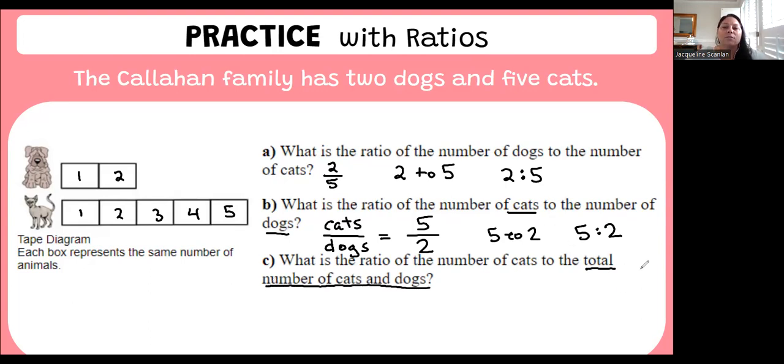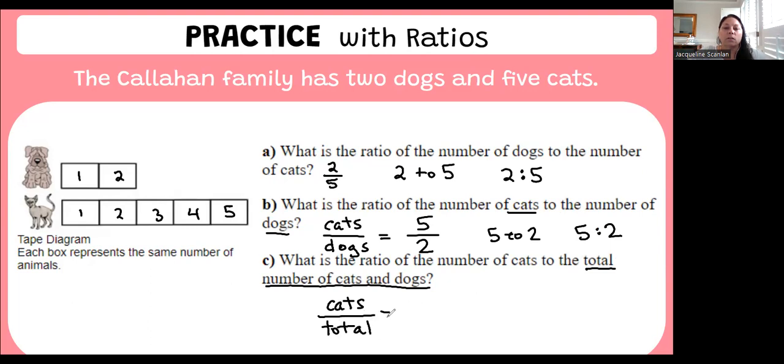Well, that second piece of information isn't given to us. We're going to need to do a little bit of math to be able to get the total number. But what we can do first is we could set up our fraction. We could say we are going to compare the number of cats to the number of total animals, cats and dogs combined.